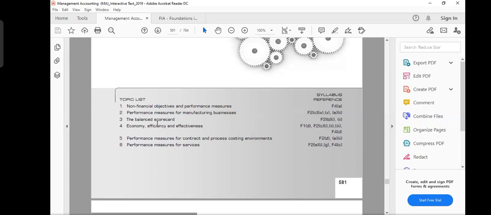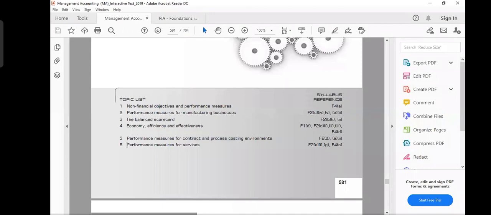So this is one measurement. We call it 3 E's: economy, efficiency, and effectiveness. And we use this economy, efficiency, effectiveness in non-profit organizations.